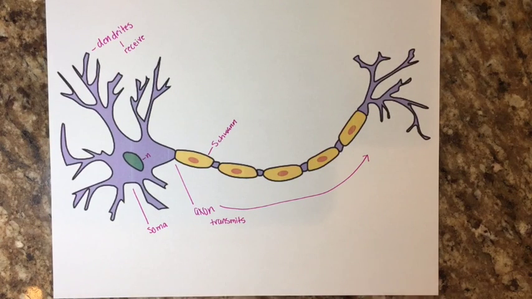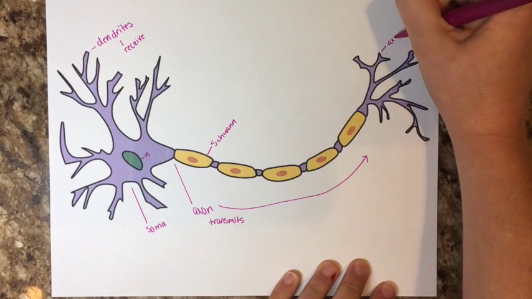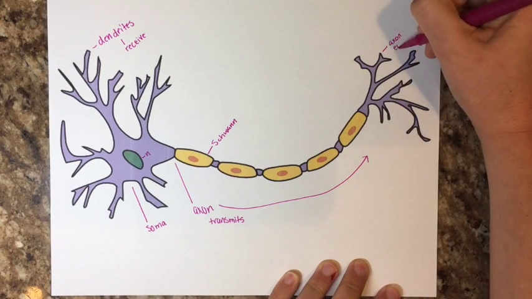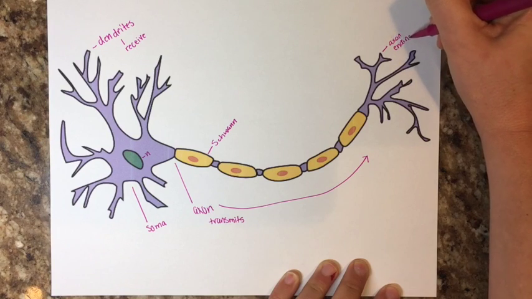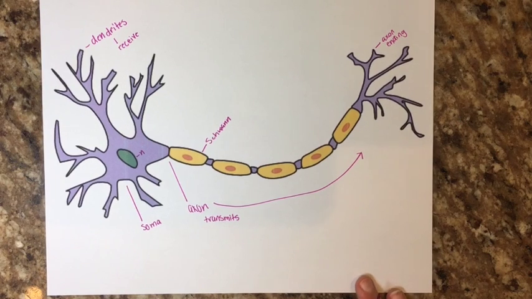At the end of the axon is the axon ending, aka the synaptic knob or the axon foot. It is here where the electrical message is translated into the desired neurotransmitter and sent to the next neuron.